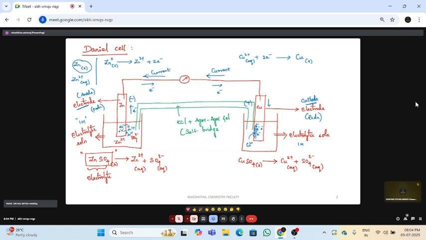Why is it called a bridge? Because we are connecting these two beakers. And this bridge is filled with salt, so it is called a salt bridge. We cannot use any salt inside this salt bridge. There are only a few salts which can be used, and I'll tell you the condition later. Before that, let us understand the role of the salt bridge. The first role is to complete the circuit, right? The second role is to maintain electrical neutrality in the zinc sulfate solution and in the copper sulfate solution.